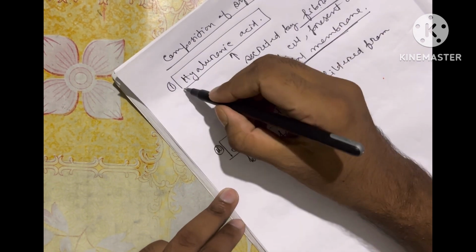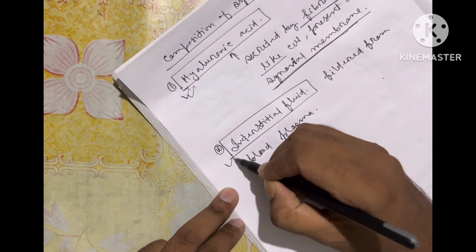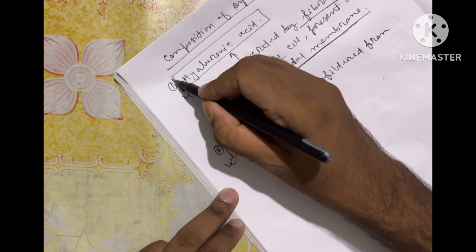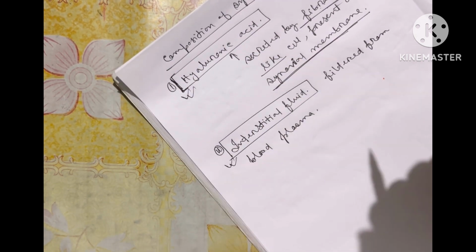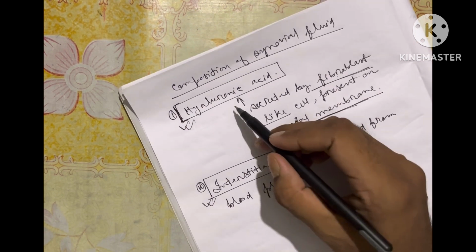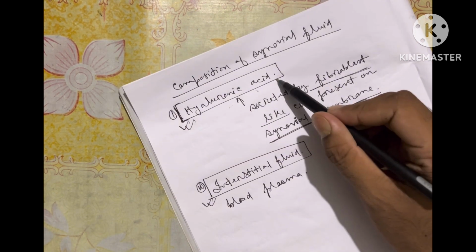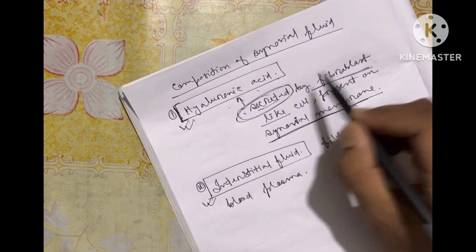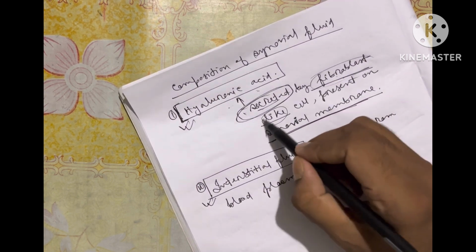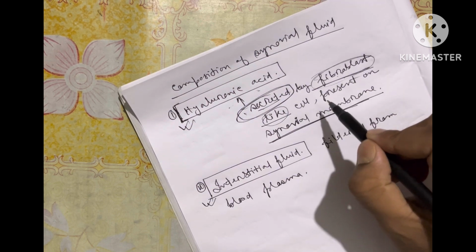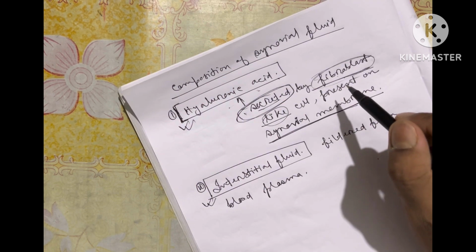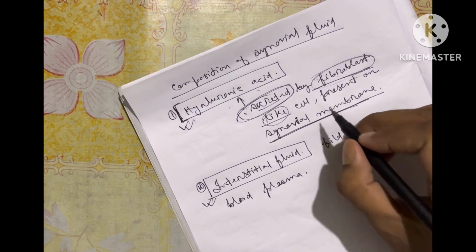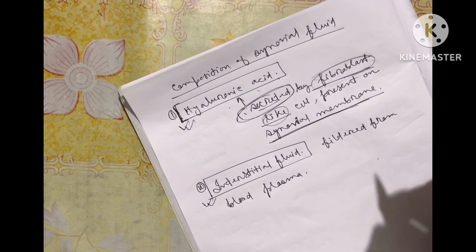So we have two different types of compositions. Number 1, the first component of our synovial fluid is the hyaluronic acid. This hyaluronic acid is secreted by, who is going to secrete this one? Fibroblast-like cells. Those fibroblast-like cells are present on our synovial membrane.